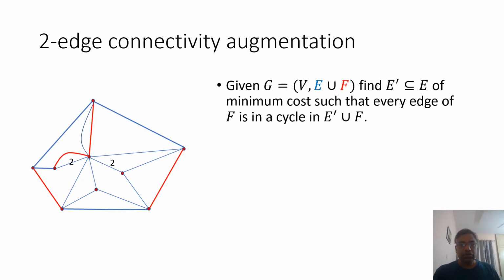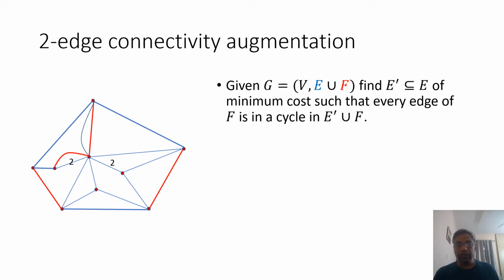So let me first tell you what the 2H connectivity augmentation problem is. I'll give you an undirected graph. The edges are blue and red. The blue edges are the set E. The red edges are F. We later call the blue edges the supply edges, and the red edges the demand edges.